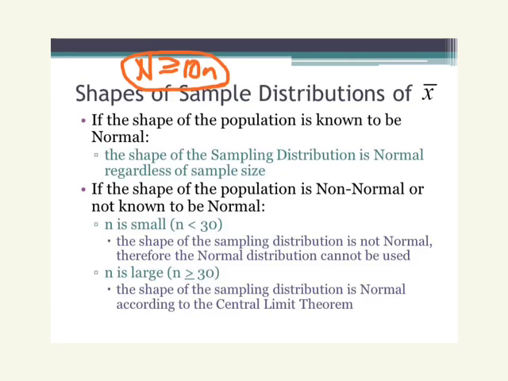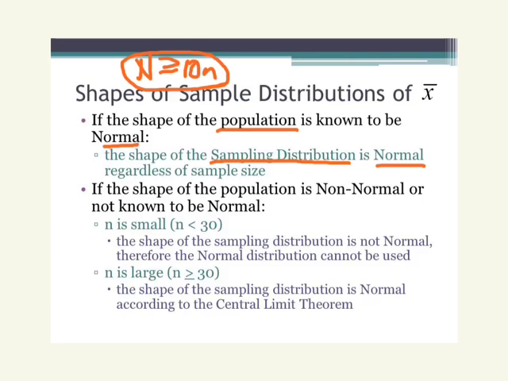Instead, what we're going to look at are some important theorems. First off, if the shape of the population is known to be normal, then the sampling distribution is normal. What that means for us in practice is, if the problem tells us the population is normally distributed, we don't have to prove that a normal distribution is appropriate to use. All we need to make sure is that the population is 10 times larger than our sample, and then we're okay to move forward with our normal distribution.